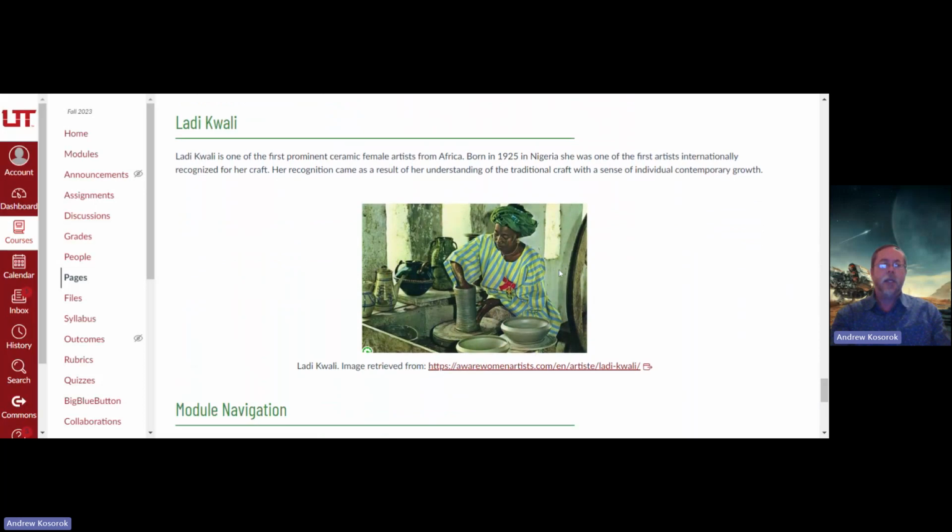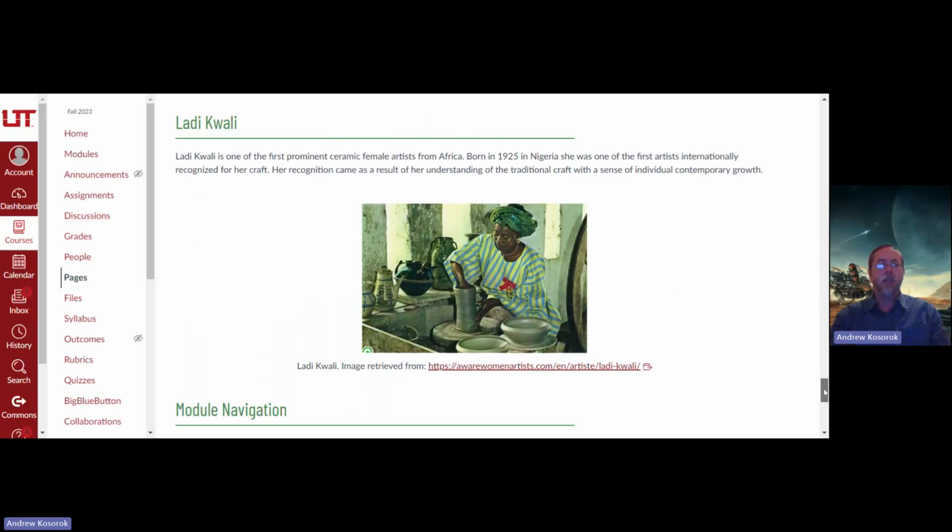Now, Lady Kwali, she is a Nigerian artist that is an acclaimed potter. And her work, if you get a chance to look at it, I would definitely look her stuff up, Lady Kwali. And it is amazing what she's done. She used potter's wheels, but she didn't always just use potter's wheels. She also did slab making.